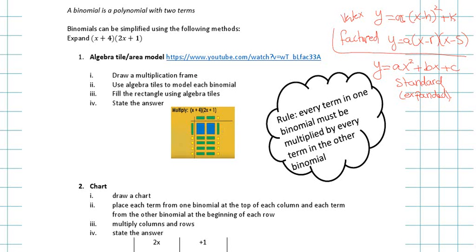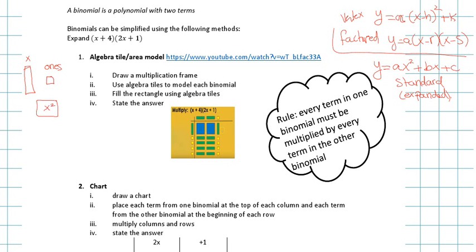For example, if I have x plus 4 times 2x plus 1, I'm multiplying these two. I want to expand and I want to simplify. So what they say is anything that says x, you show as a long rectangle. The units, the ones, you show as a small square, and the x squared, you show as a big square.